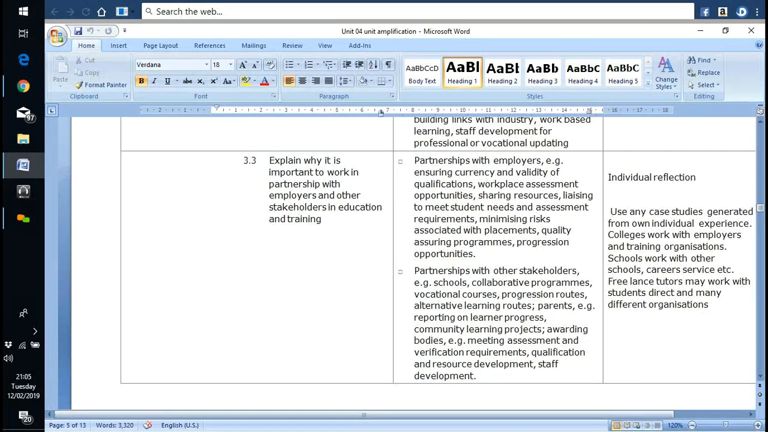Explain why it's important to work in partnership with employers and other stakeholders in education. This is a specific point, this. Now, you need to be in a situation where you're dealing with that in partnership there. Other than that, you can write it as a generalisation, yeah? Mm-hmm. If you're not strictly involved with those, you can just do a bit of research on there and explain how that works and what it's for.